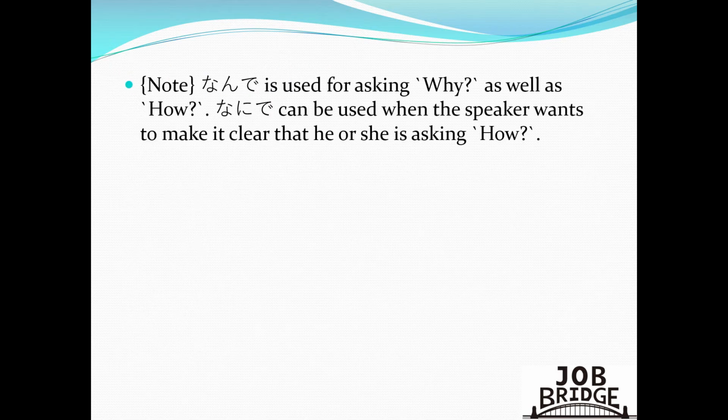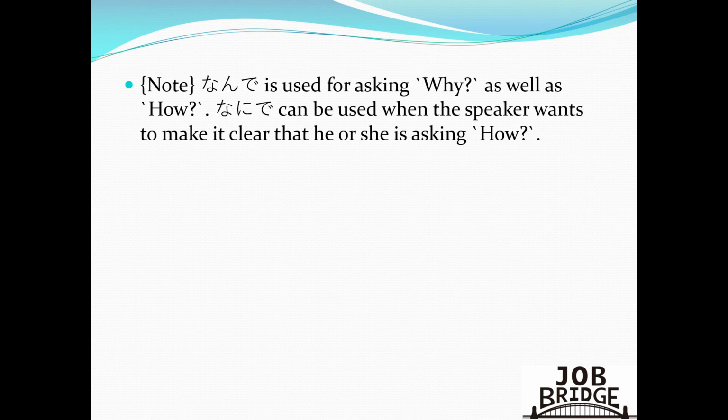Now, take note that nande is used for asking why. Again, that is nande. As well as how is nani de. Nani de can be used when the speaker wants to make it clear that he or she is asking how. Alright, everyone, don't mistake nande and nani de for nan and nani. Wakarimashita ka? Wakatta ne?